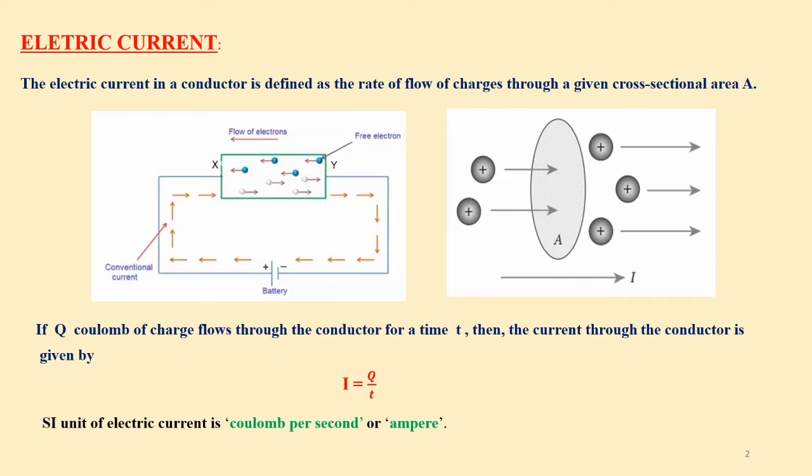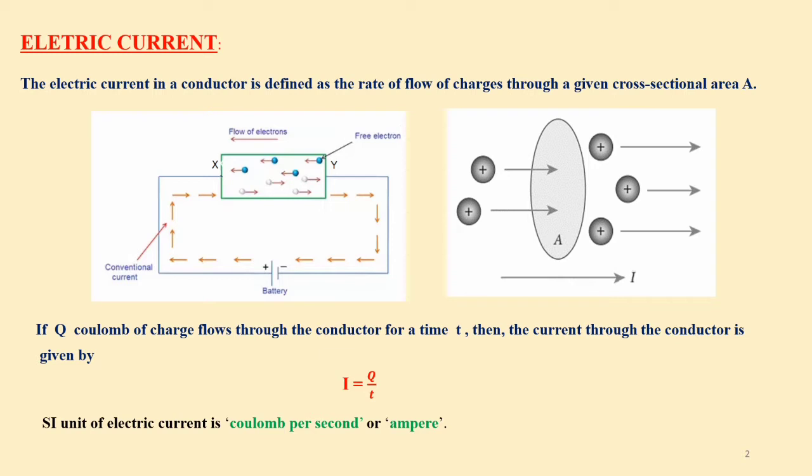But the situation is equivalent to the flow of positive charges from the positive potential X to the negative potential Y of the conductor. This flow of positive charges from the higher potential to the lower potential is called as conventional current. Now you come to the right side picture.